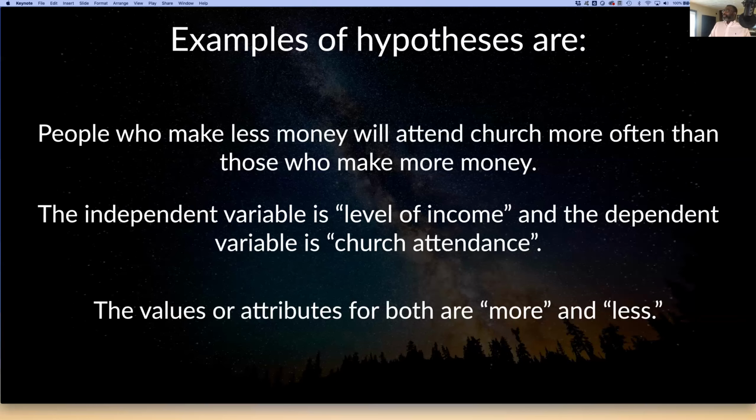But an independent variable here is level of income, and the dependent variable here is church attendance. And values of attribute for both are more and less: more or less income, more or less church attendance. Now, let me ask you a question. What kind of variable is income? Categorical, continuous. Bingo.